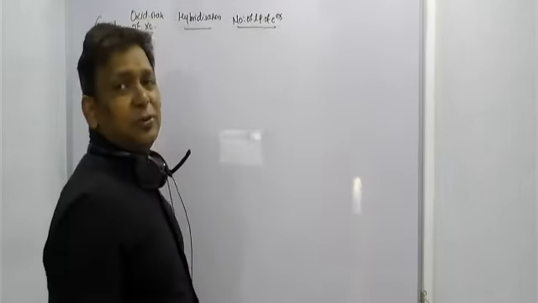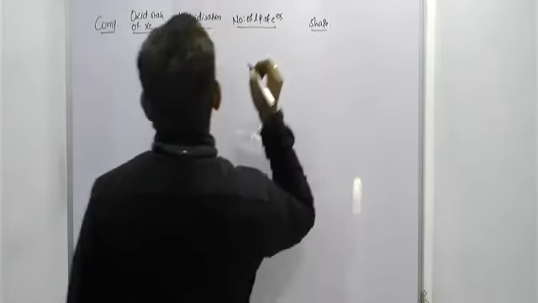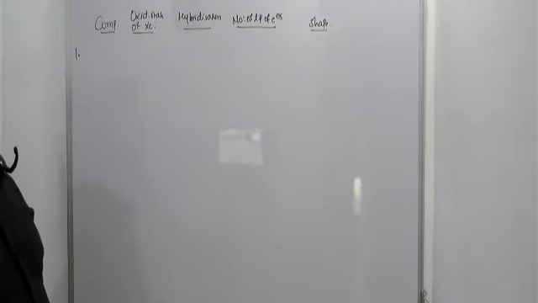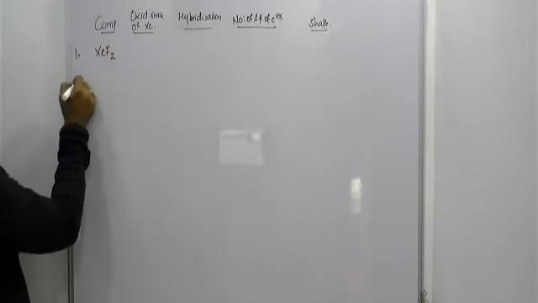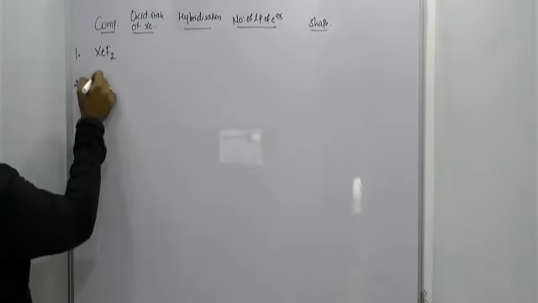And lastly, we should write the shape of the molecules. But the first one we'll write here. Compounds formed by xenon with fluorine: XeF2, XeF4, XeF6.